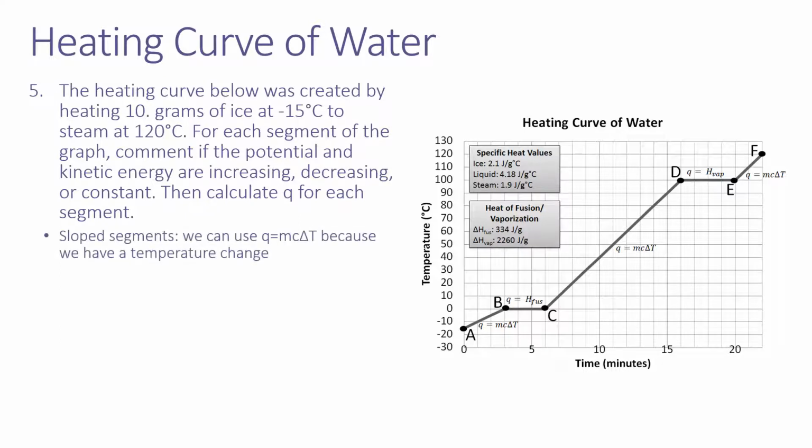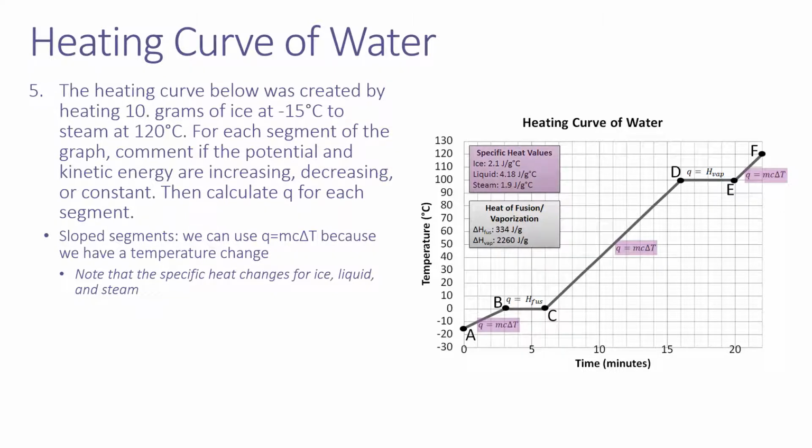So first, during the sloped segments, we can use Q equals mc delta T because we have a delta T. There's a temperature change going on during those portions. Note that the specific heat values are different for ice, liquid water, and steam. So we need to make sure we use the appropriate specific heat in our calculations.